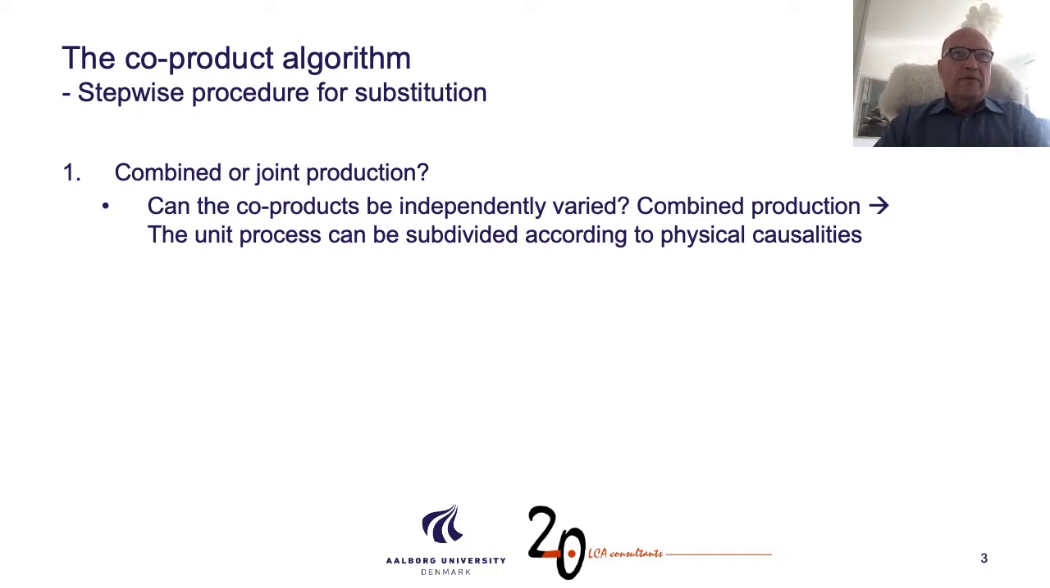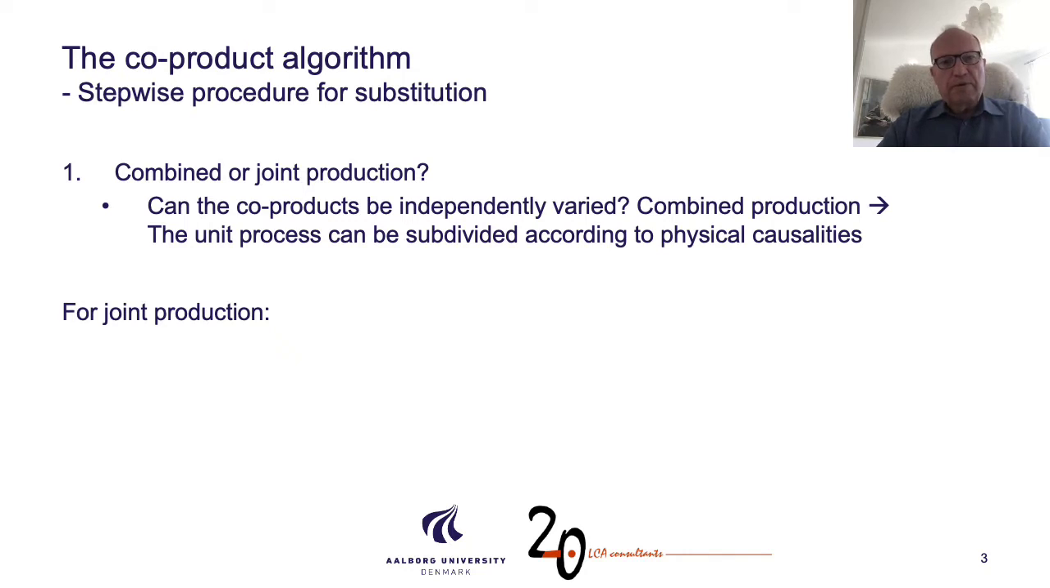This basically involves a stepwise procedure for substitution. The first step is to identify whether we have to deal with combined or joint production. If the co-products can be independently varied, we have combined production, and the unit processes can simply be subdivided according to physical causalities. We will not deal with that any further in this video.